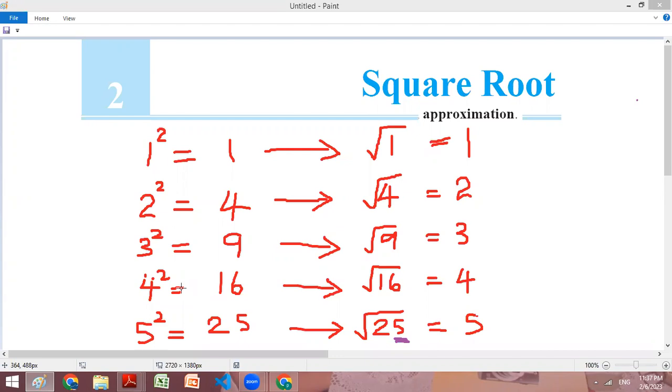Now we want to find the square root of a positive number, but not the exact value. We call it approximation methods. Then we can consider how to find the square root of some positive number using approximation methods.